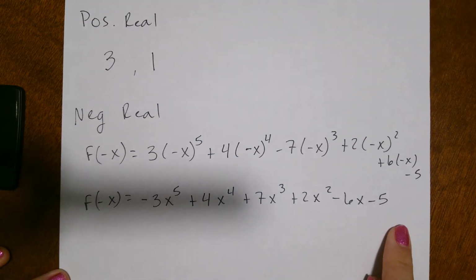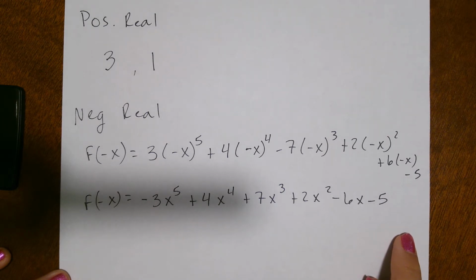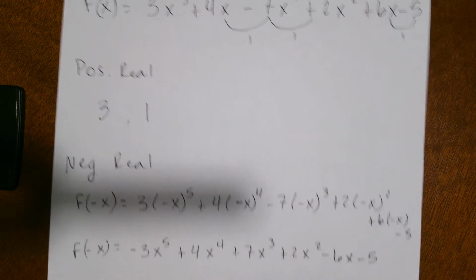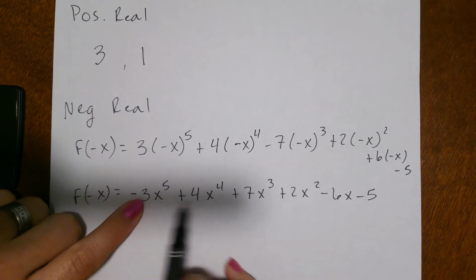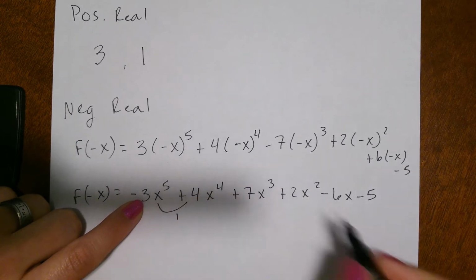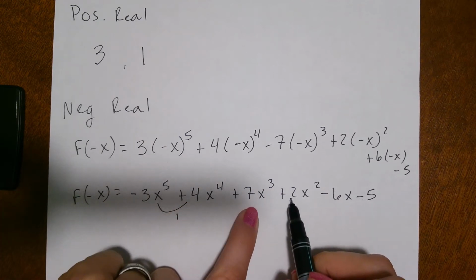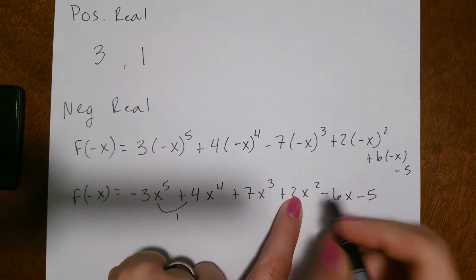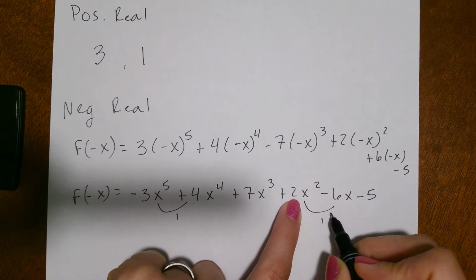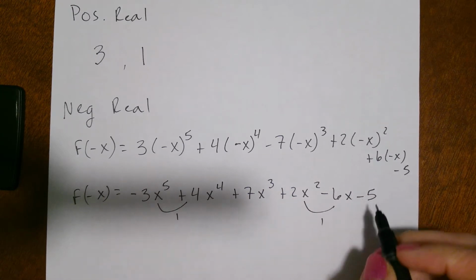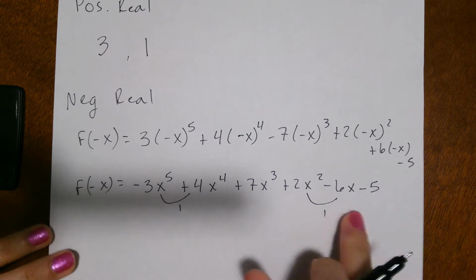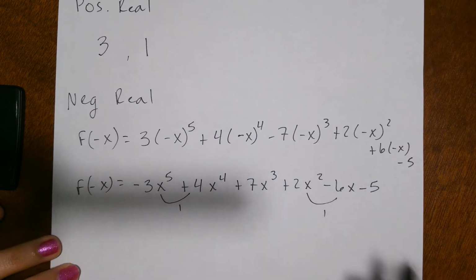Now to find the possible number of negative real solutions, I'll just count the number of sign changes, just like we did with the original for the positive real. So we start off negative, turn positive, there's 1. Positive to positive, no sign change. Positive to positive, no sign change. Positive to negative, 1 sign change. And negative to negative, no sign change. So we end up here with 2 sign changes.